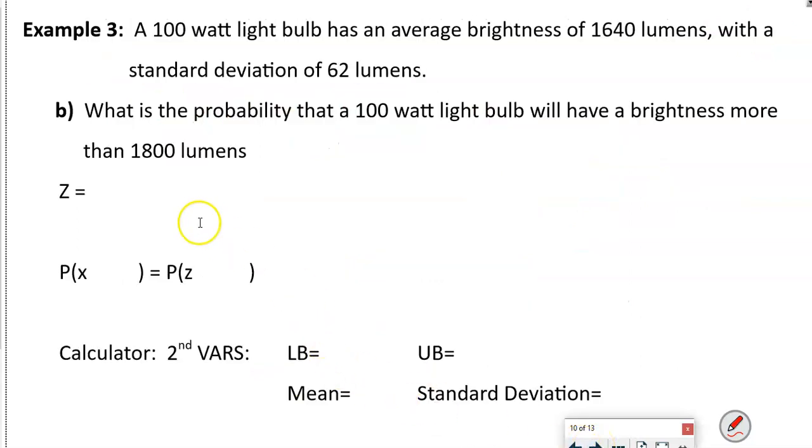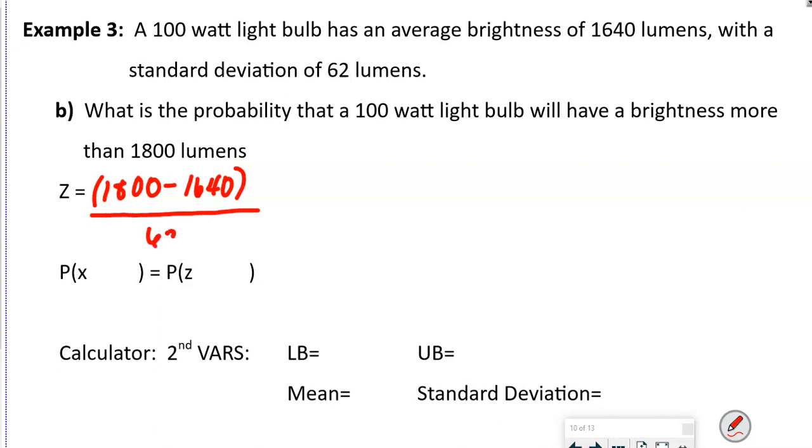So this one's B, and it says, what is the probability that a 100-watt light bulb will have a brightness more than 1800? So here again, we're going to just find our z-score first. So we're going to take our 1800, and we're going to subtract from it our 1640. I can already tell this one's going to be a positive one, and we're going to divide that by our 62. So our z-score this time is going to be 2.58.